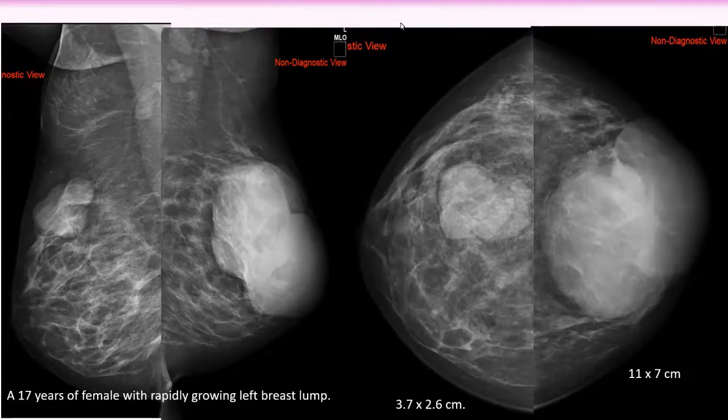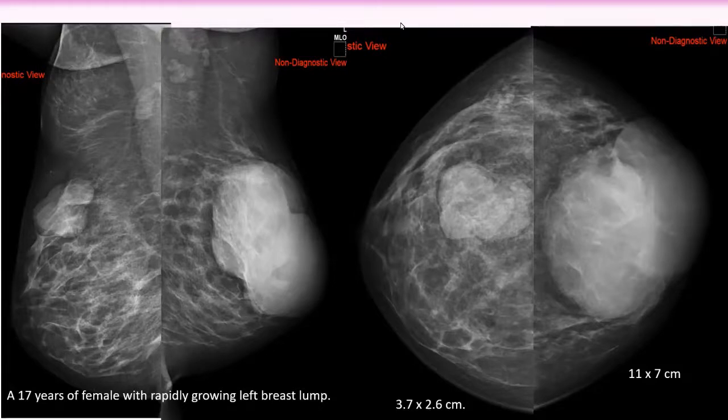And it is written here, the lesion is about 11 by 7 centimeters, and the right one is 3.7 by 2.6 centimeters. What is your impression about this? I could put a phylloid tumor on top of the differential. Why do you put phylloides on top of the differential? Excellent. The age: phylloid is not common in this age, but the history of a rapidly growing breast lump goes with the phylloid tumor. Yes. What else?